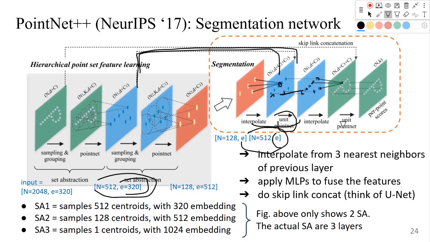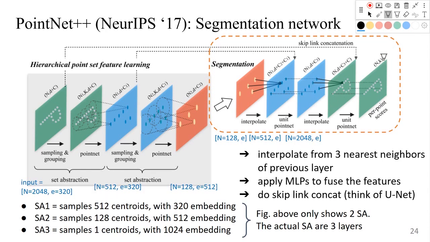And again, we do another interpolation. From this number, we interpolate into the original number of points. This corresponds to this number with the embedding dimension E here. Finally, we map this embedding dimension into K, where N is basically this number. And finally, we can classify every point here by taking the maximum over the K semantic labels in the dataset. I think that's it for the segmentation network.